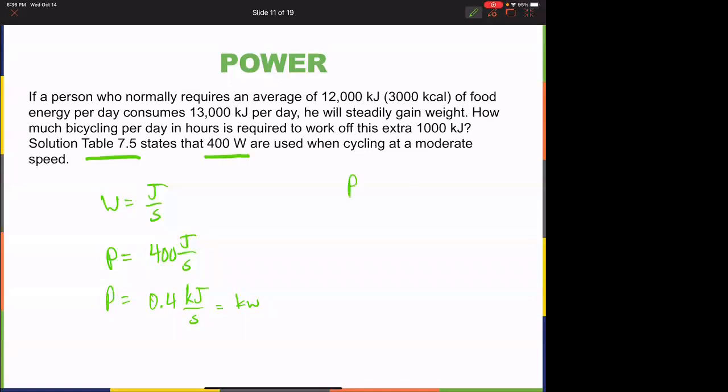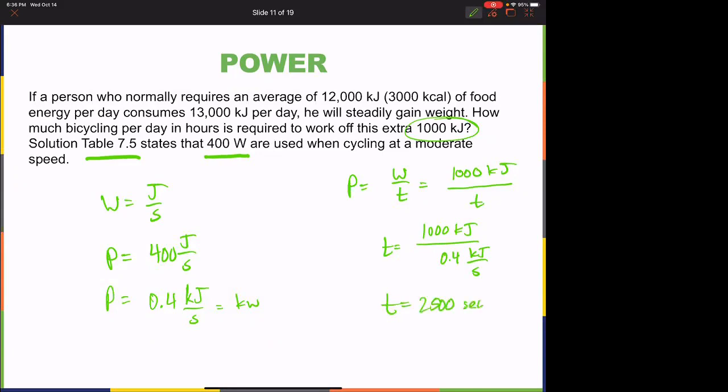So for this problem, we say, okay, the power is the work over time. We're given the work is 1,000 kilojoules over time. Our goal is to find this time. So we take 1,000 kilojoules and divide it by 0.4 kilojoules per second. That gives me 2,500 seconds.